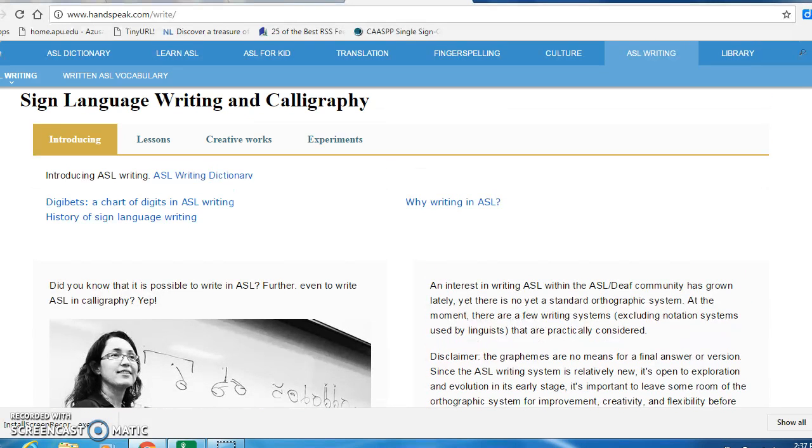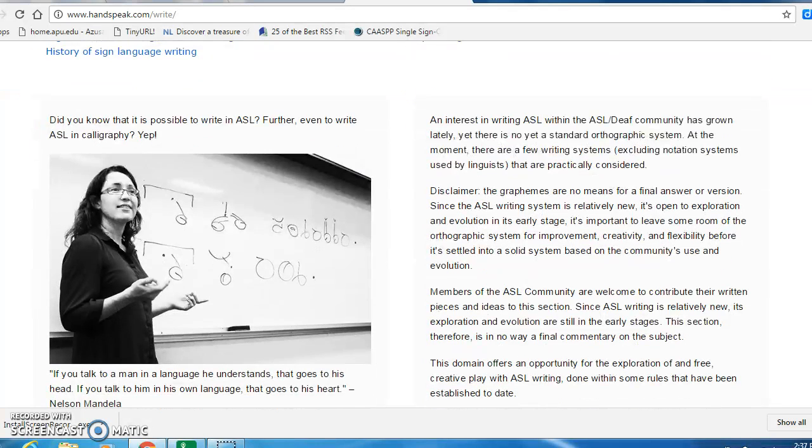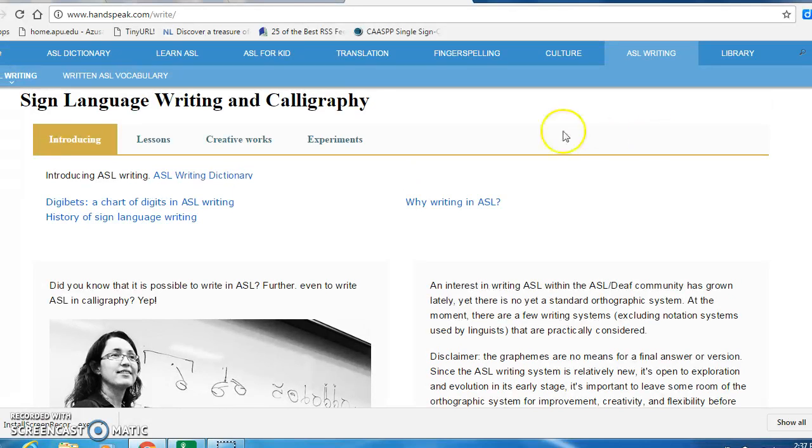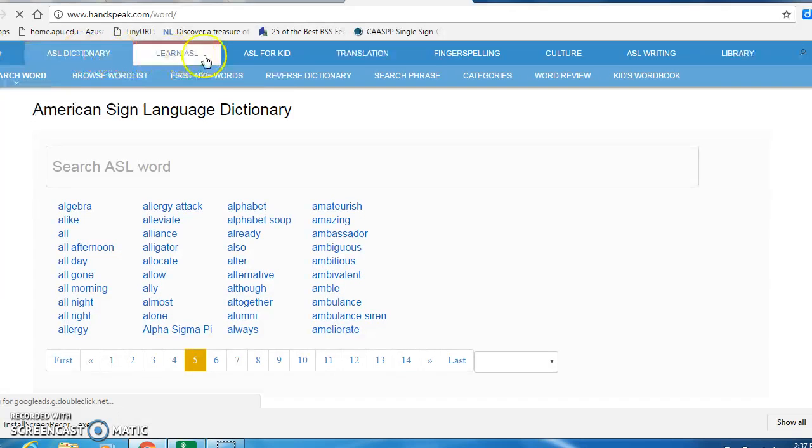But on this particular link, there are lessons and creative works and experiments all on how to actually write in ASL. And you see the picture here where this teacher has different symbols. I am not proficient enough in the writing of ASL to be able to talk about it, but that's what this website is for. Across the top, you also see various links here. We'll take a look at a couple of them.